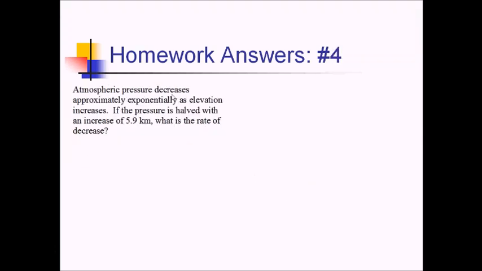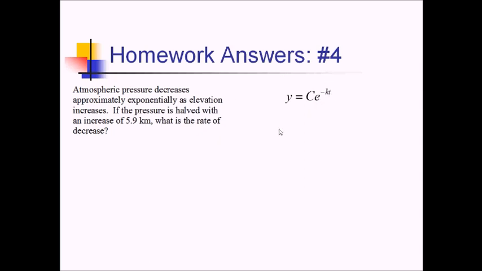For number 4, we have atmospheric pressure decreasing approximately exponentially as elevation increases. So we have y equals C e to the negative KT for decay. And just be careful on this one because the T value is not actually time, but elevation. That is the input, and atmospheric pressure is the output, the y value. So if the pressure is halved with an increase of 5.9 kilometers, what's the rate of decrease? We're eventually solving for K.